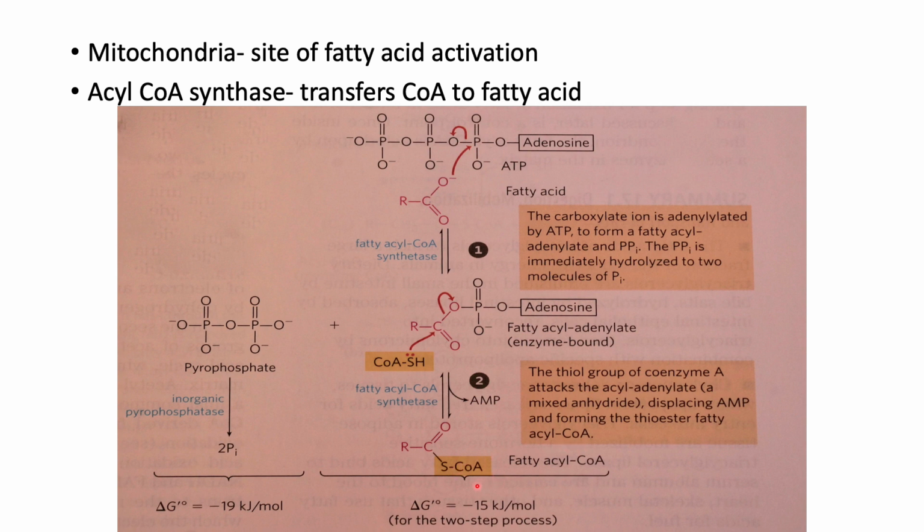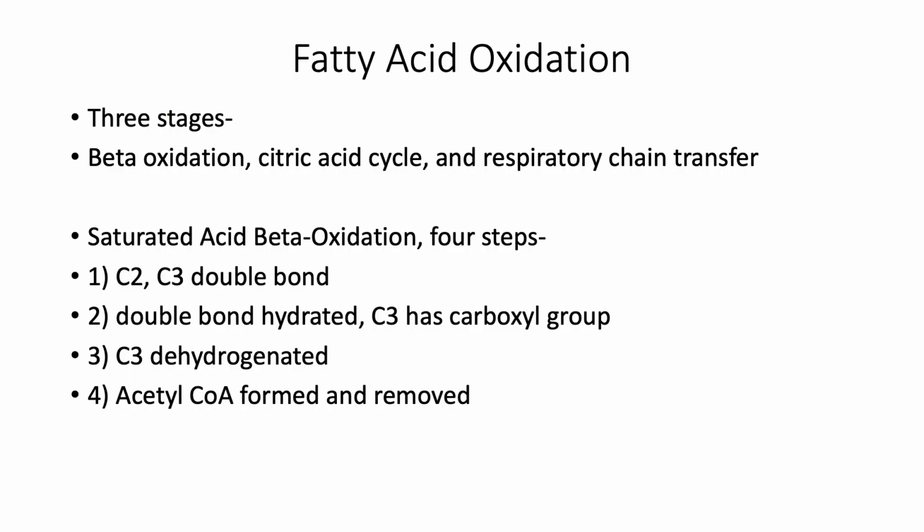The energy is minus 15 kilojoules for the 2-step process there and there. And pyrophosphate is liberated, and that is energy of spontaneous reaction minus 19 kilojoules. Fatty acid oxidation has 3 stages. There's beta oxidation, the citric acid cycle, and respiratory chain transfer.